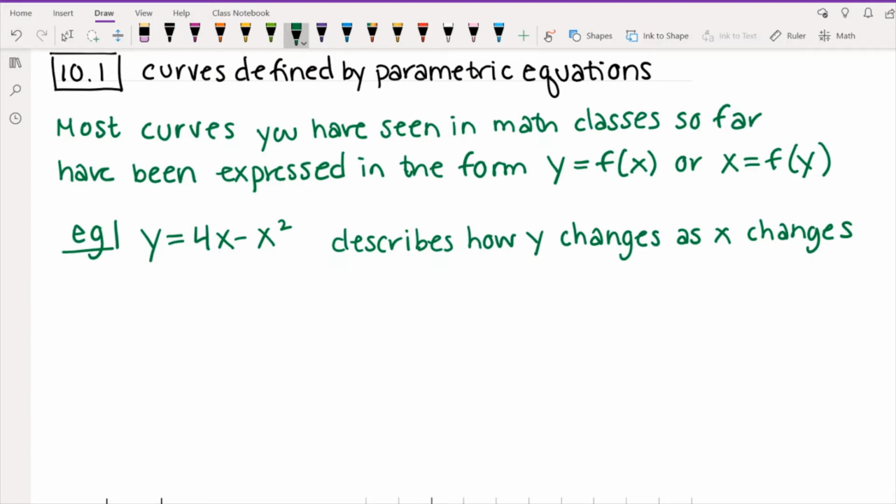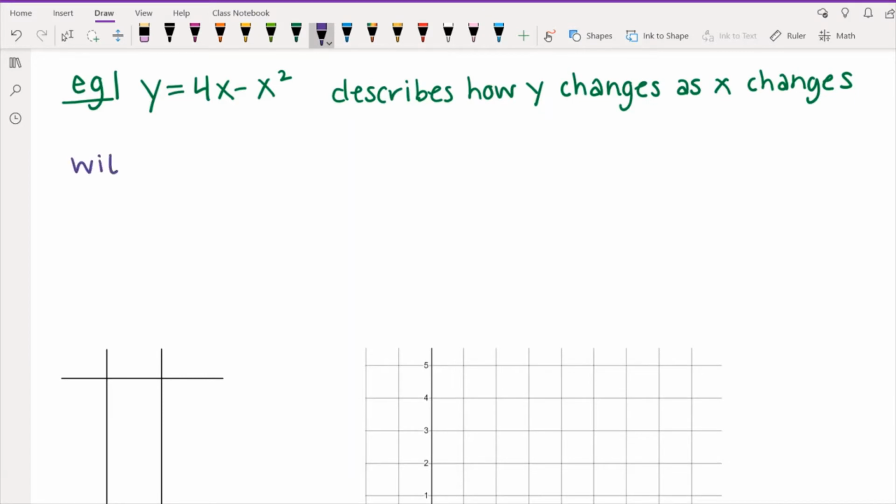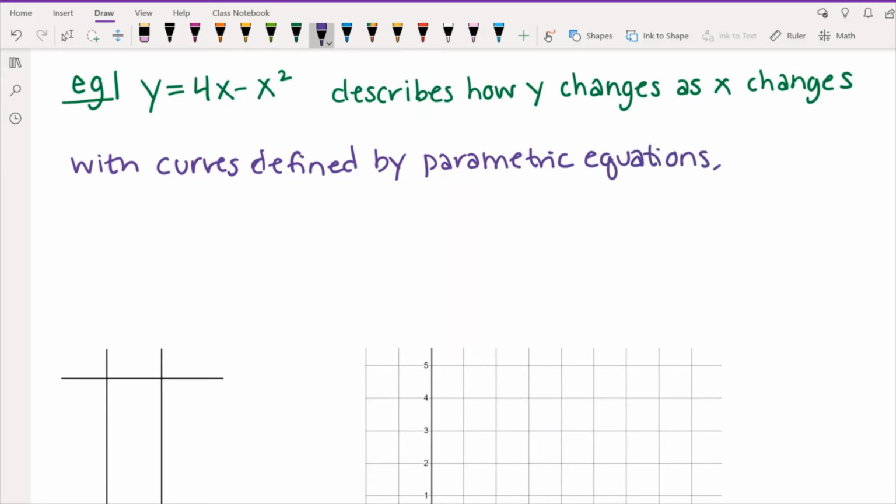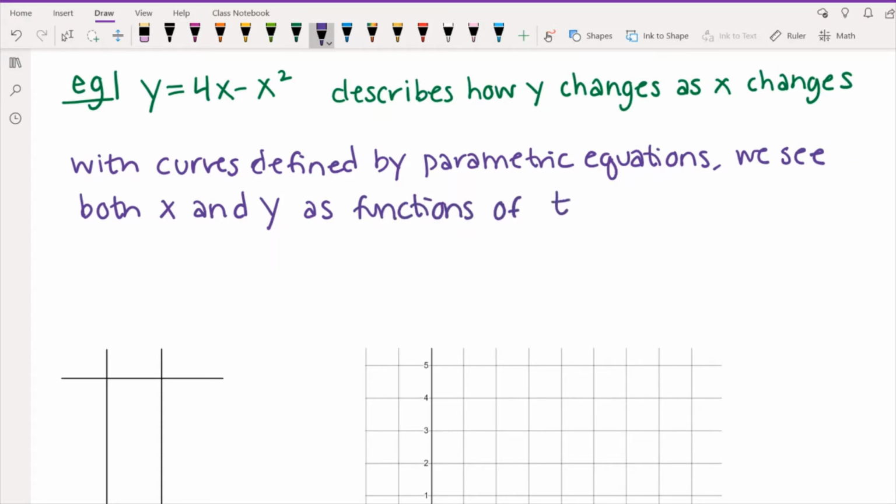It's about describing horizontal and vertical positions both as functions of a third variable, which you can think of as representing time. So, with curves defined by parametric equations, we see both x and y not as functions of each other, not x as a function of y or y as a function of x. We see both of them as functions of a third variable, t. For example, x is going to be a function of t, and y is also going to be some other function of t.